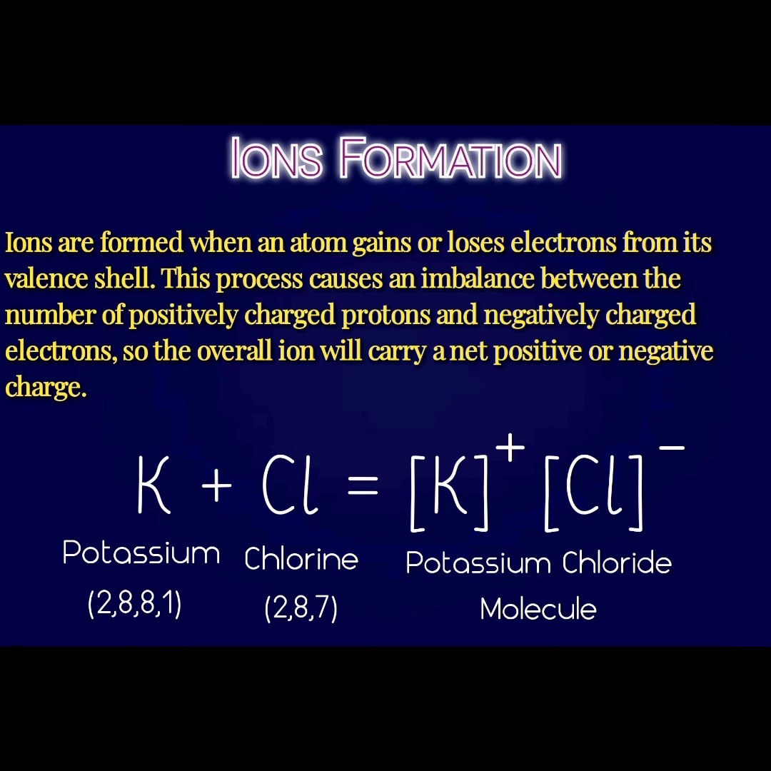For example, potassium has 1 electron in the outermost shell, and chlorine has 7 electrons in the outermost shell, which means chlorine needs 1 more electron to complete its valence shell. And potassium can donate its 1 electron, so there will be no incomplete shell remaining. So potassium will donate its 1 electron to chlorine, and after transferring, potassium will get the positive charge.